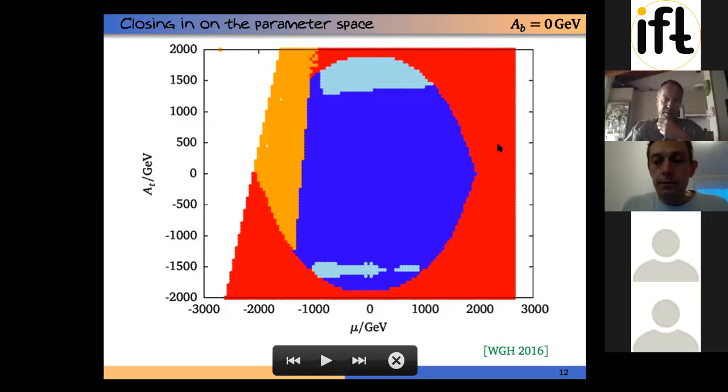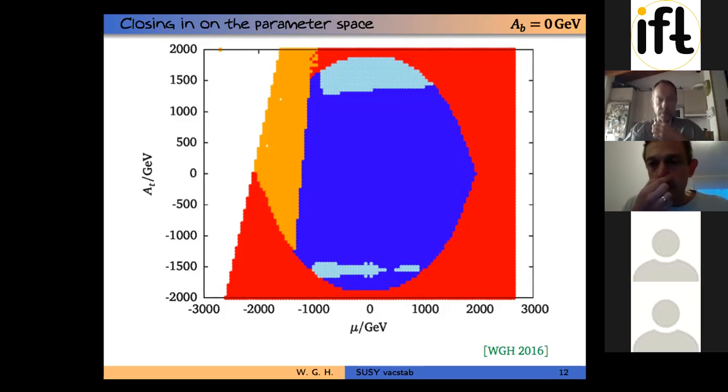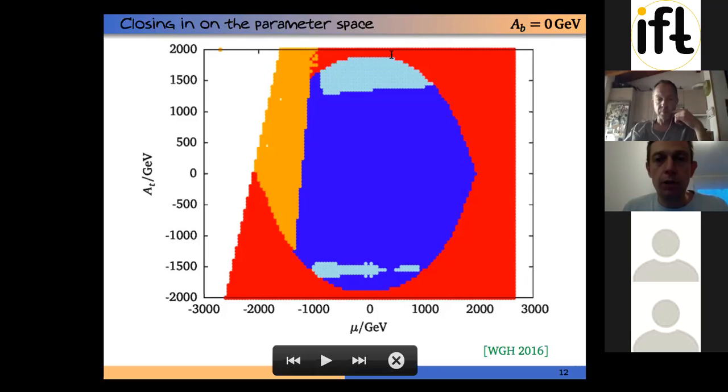Sorry, do you remember the value of M_SUSY for this plot? It was 1 TeV. This is what I'm also going to show on one of the next slides. It was just a random study to see basically what type of constraints you can get. One more point: here A_bottom was chosen to be 0.